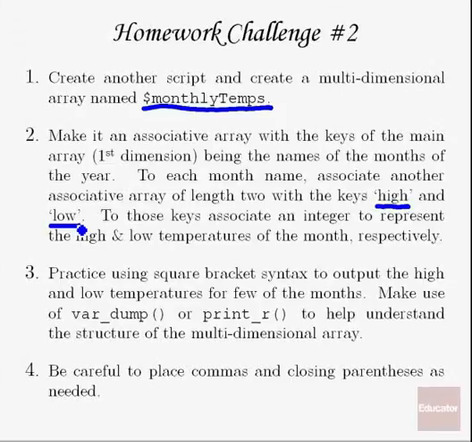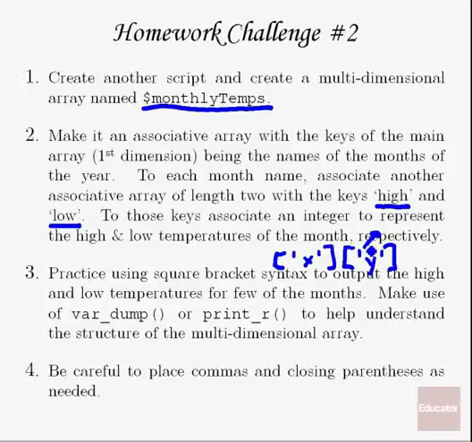And then I want you to practice using the square bracket syntax, which again is going to involve double square brackets. Because they're both associative arrays, we use quotes around the indexes or keys for the array. This is going to give you practice doing that, and I just want you to go through and output individually each of the high and low temps for the different months. You don't have to do it for all of them, but just do it for a couple to get a feel, practice for using multi-dimensional arrays.